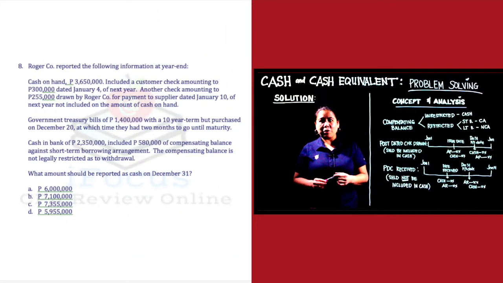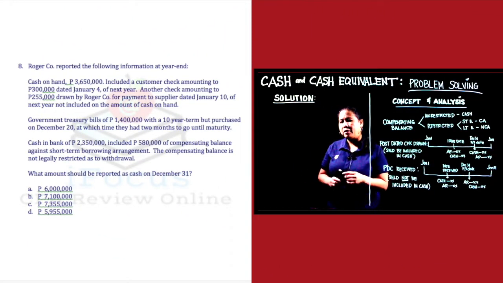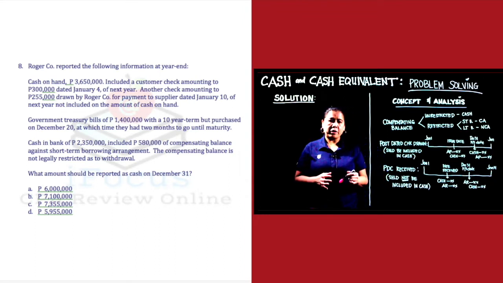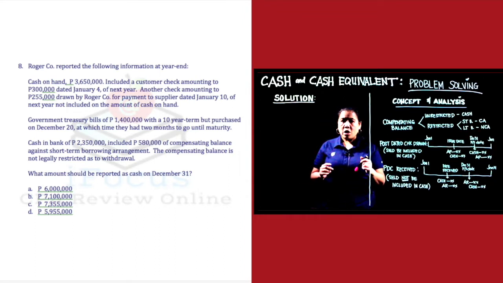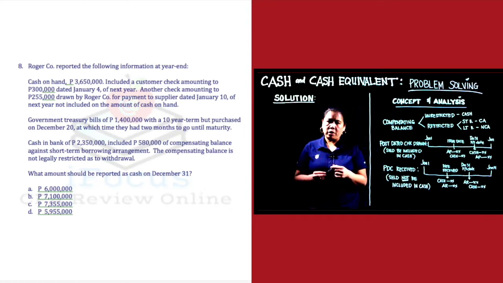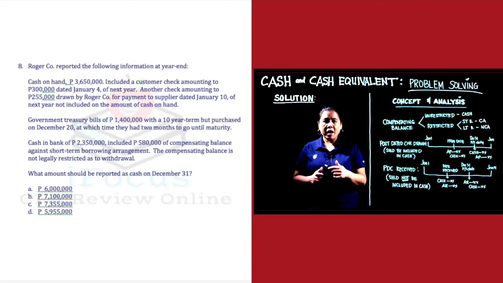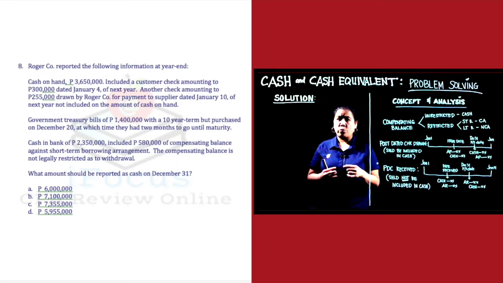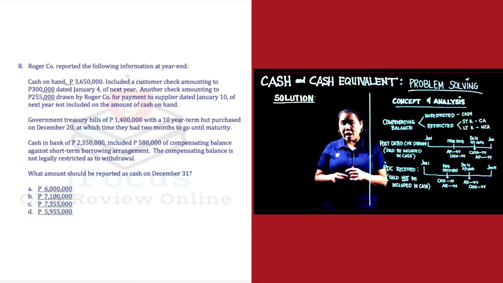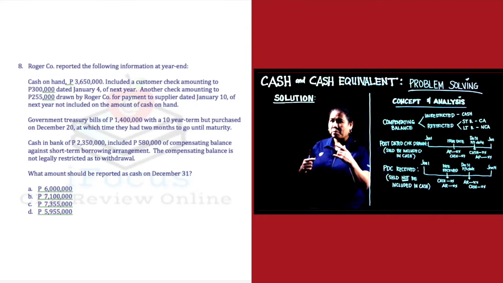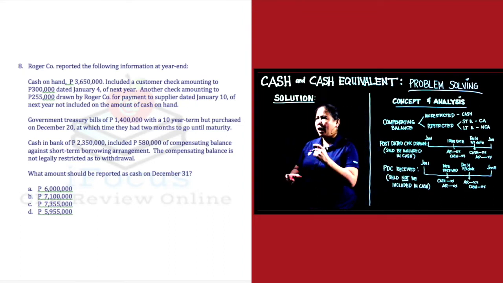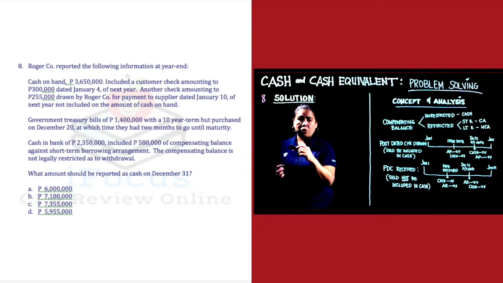Alright, question number 8. The requirement is what amount should be reported as cash on December 31st? So, ang tinatanong dito ay cash lang. Alright? So, Roger Company reported the following informations at year end. Cash on hand amounting to 3,650,000. So, ito included sa ating cash. Pero meron tayong mga adjustment na gagawin. So, ilalagay muna natin dito ang 3,650,000 as our cash on hand.